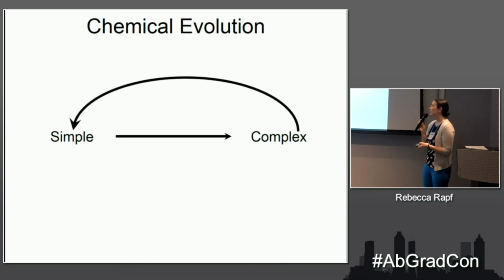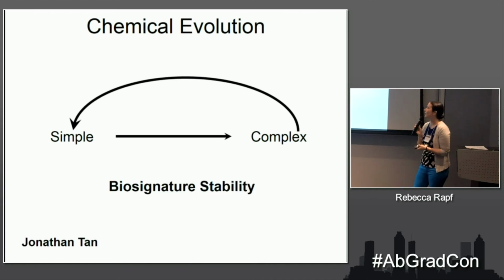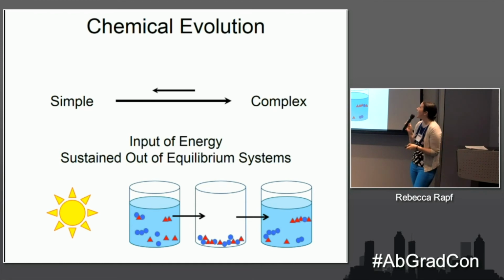And of course, if you're going from simple to complex, we also have to think about the back reactions, and how we are going to be breaking down, and how we are not. In particular, Jonathan's going to be talking about biosignature stability, and what these possible back reactions are, and how we might be missing things. And just in terms of if we want simple to complex, we have to have something pushing us towards more complex structures, and that generally requires an input of energy, and in general, a sustained out of equilibrium system.